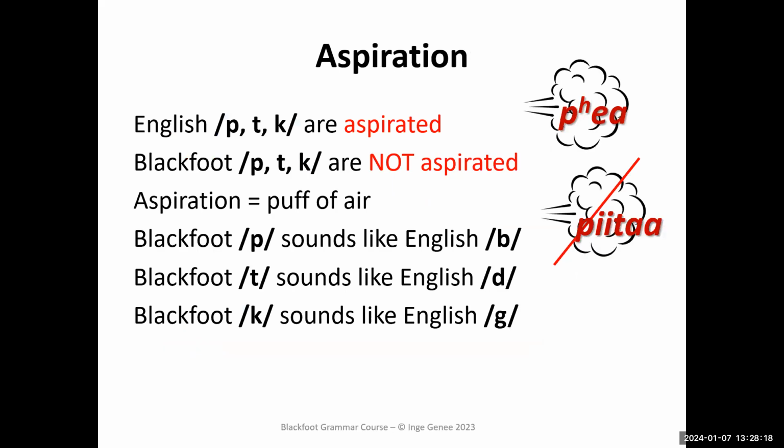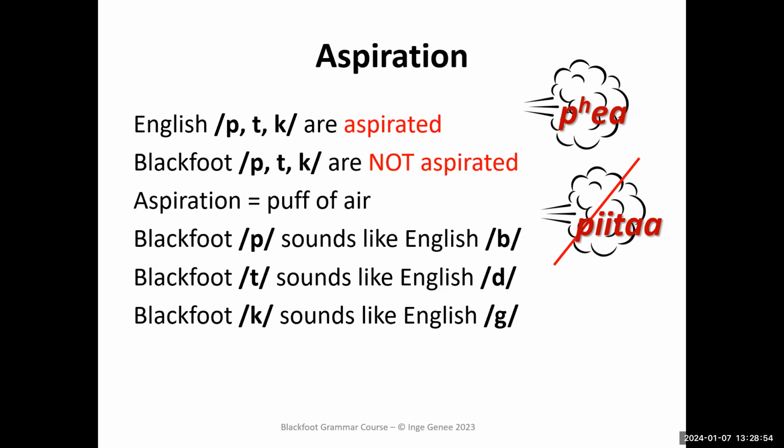There is an important difference between the way that the sounds P, T, and K are pronounced in English and in Blackfoot. The English sounds are often aspirated, but the Blackfoot ones are not. Aspiration is a puff of air that is produced when saying a P, T, or K sound in English. You can feel it for yourself. Hold your flat hand with the palm towards you close to your mouth, and then say the English word P. And you should feel a puff of air against the palm of your hand.